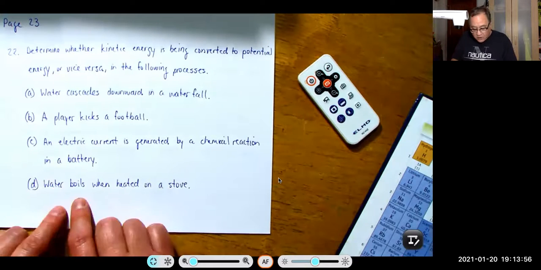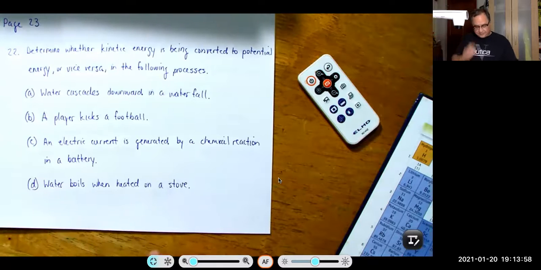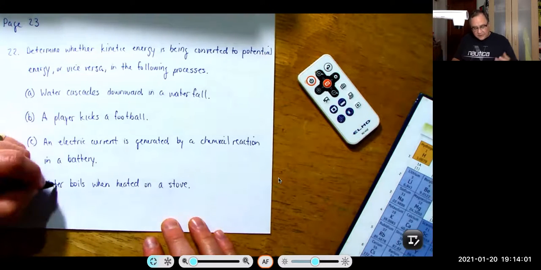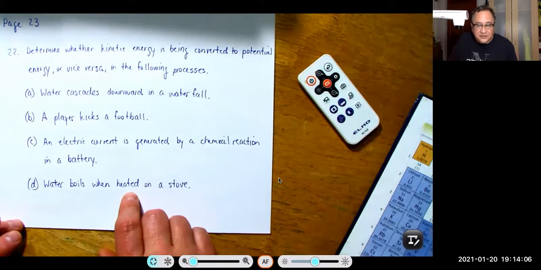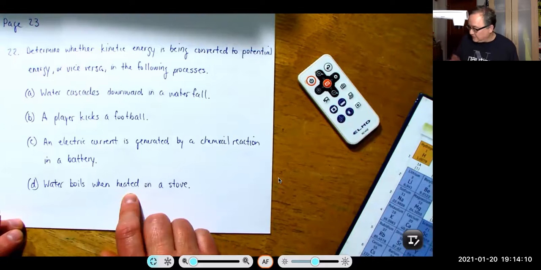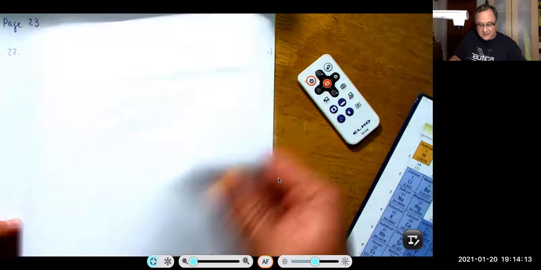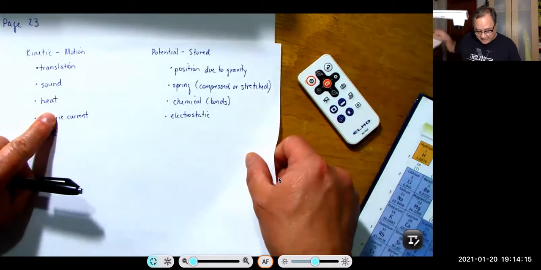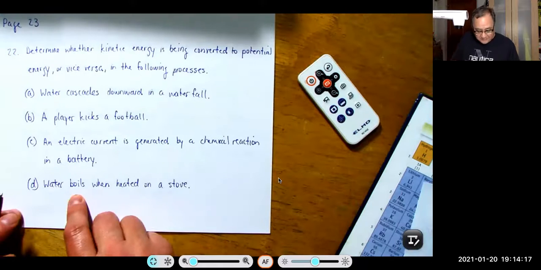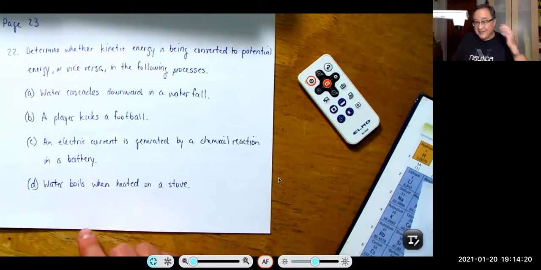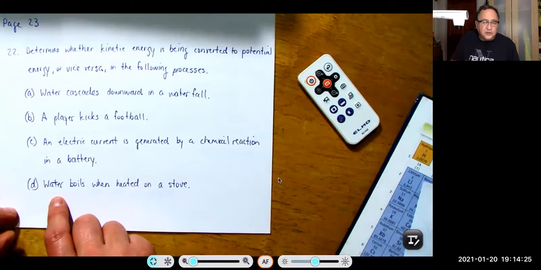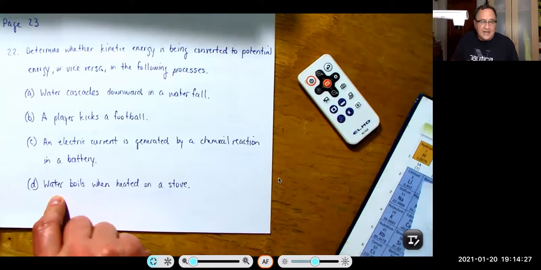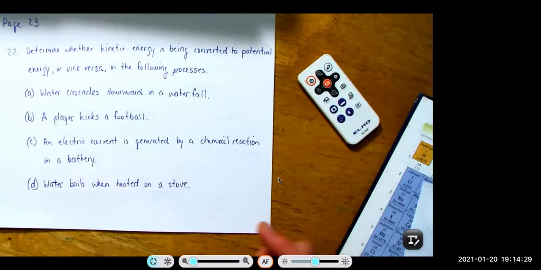And lastly, water boils when heated on a stove. There's so much we could say about this. Heat, kinetic or potential? Kinetic. Okay. Boils. Well, if it is boiling, kinetic, because you see bubbles rising through it. Does the water also, though, hold potential energy in it at all? And my answer is, I don't really think so.